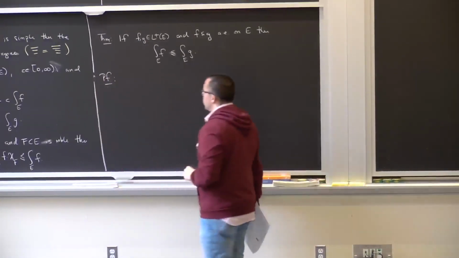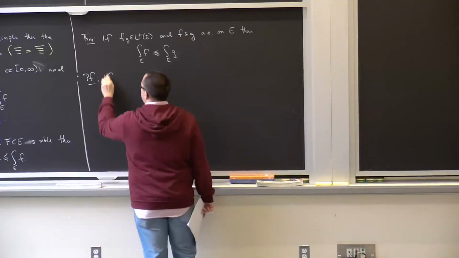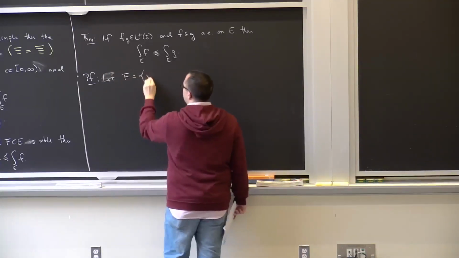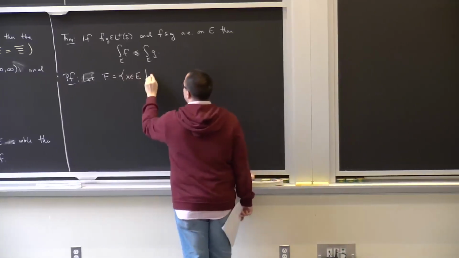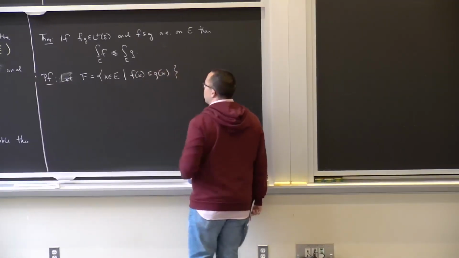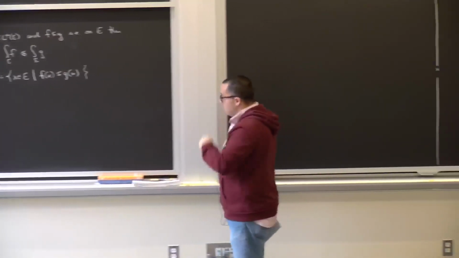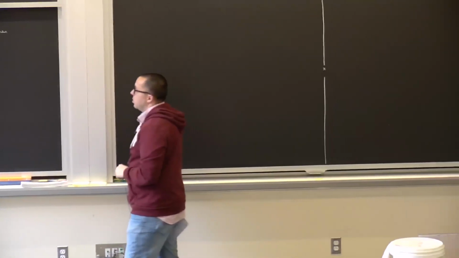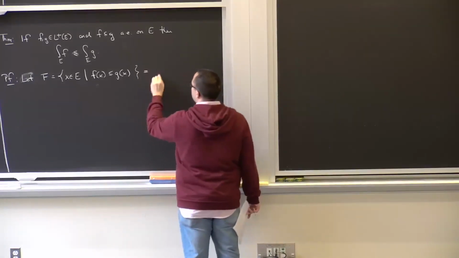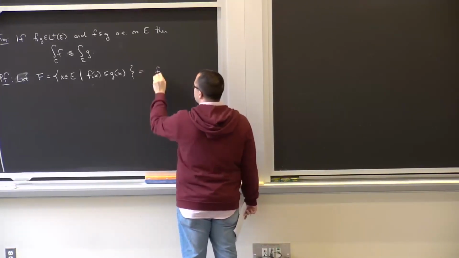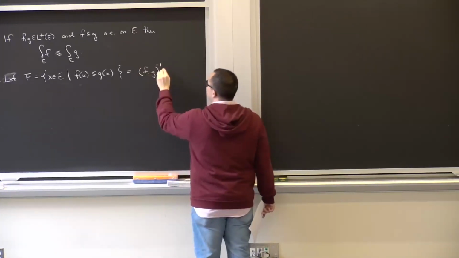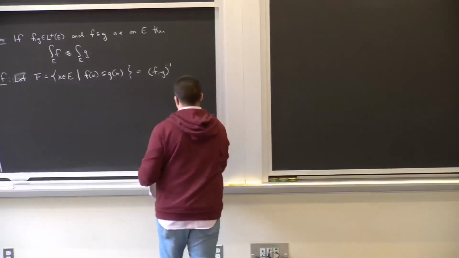So let's write the proof of this. Let F be the set of all x in E such that f of x is less than or equal to g of x. And so it's not difficult to realize that this is a measurable set. This is, if you like, f minus g, the inverse image of, or let's do it this way.